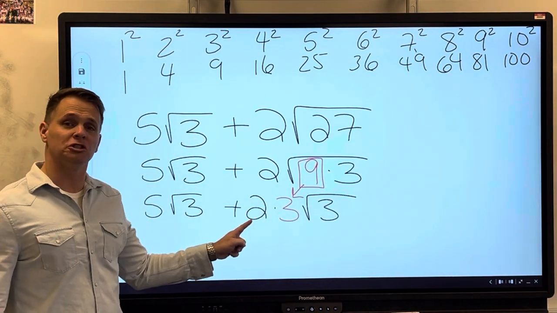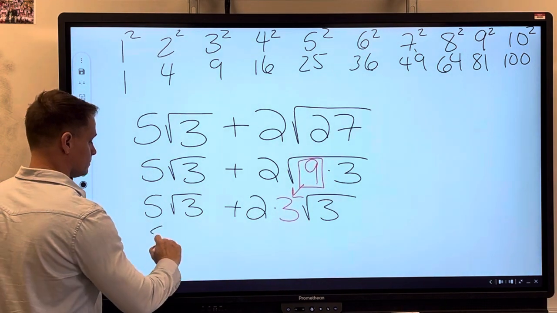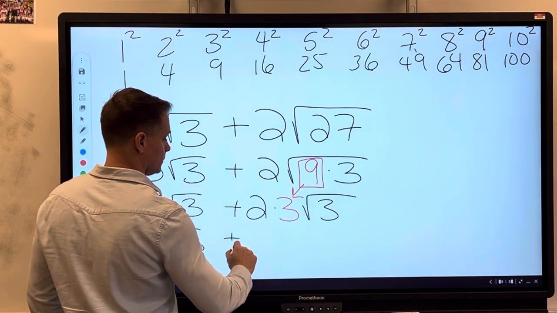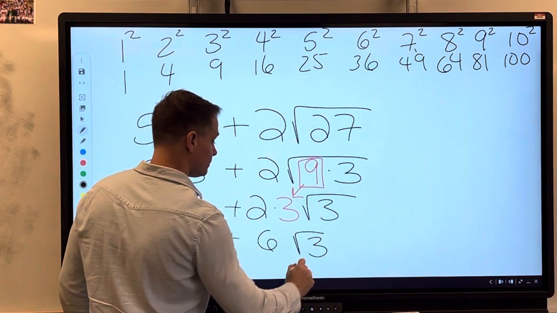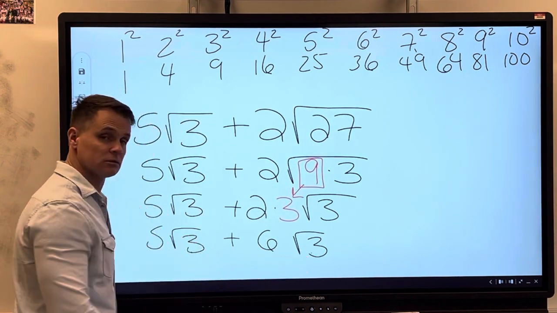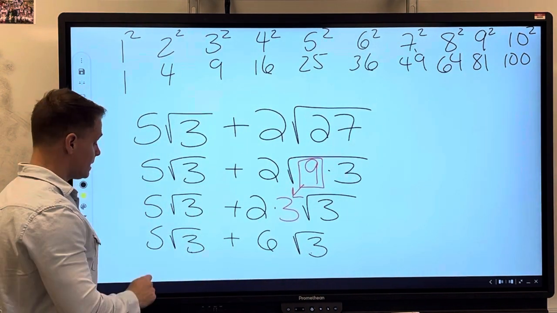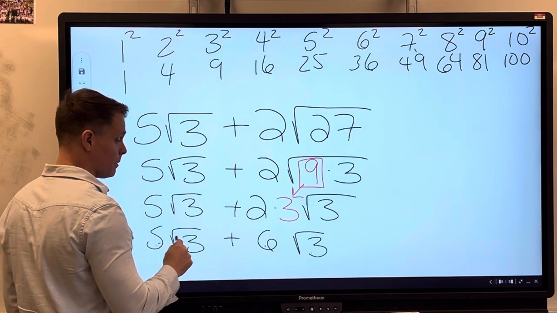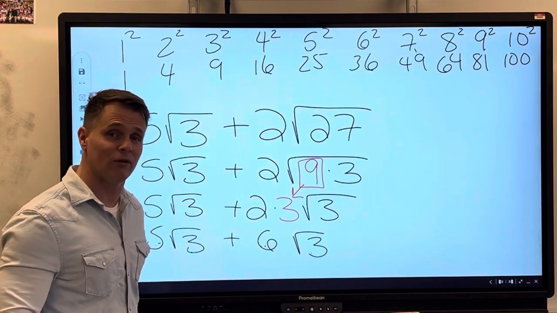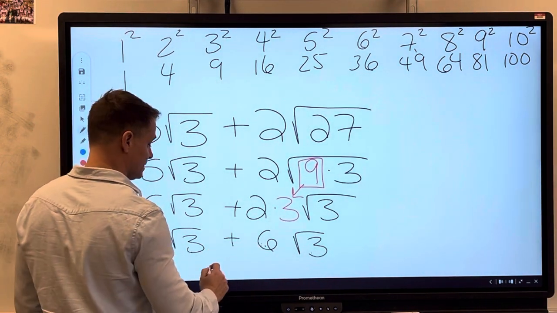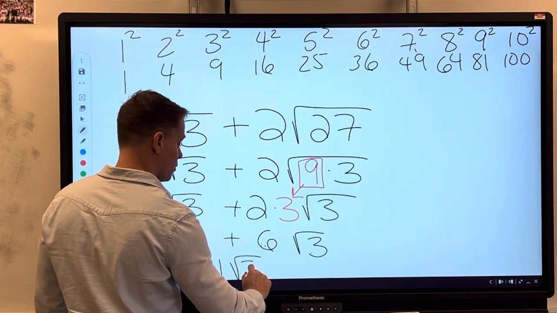Now I'm going to multiply these two numbers. 6 times the square root of 3. Now they're like terms, square root of 3 and square root of 3. Now I can add or subtract the two numbers that are on the outside, the coefficients. 5 plus 6 is 11 times the square root of 3.